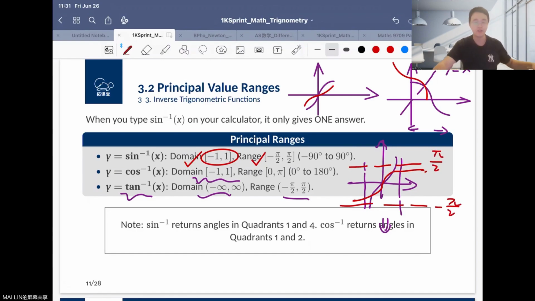Okay, that's how we can calculate the inverse functions of trigonometry. They are very important for you.